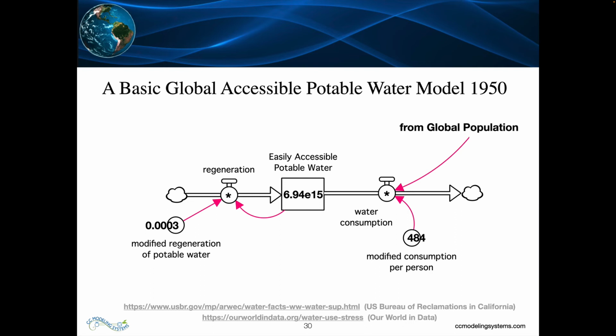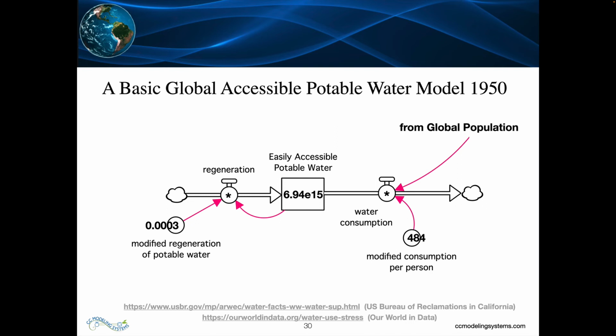The total consumption for 1950 was found on the Our World in Data website. It represents human water consumption and potable water used for industrial and agricultural purposes. That value was divided by the global population in 1950 to produce the 484 cubic meters of water consumed per capita. The regeneration fraction value was a guess. This value produced either steady state or slightly increasing easily accessible potable water stock values from 1950 to about 1980.